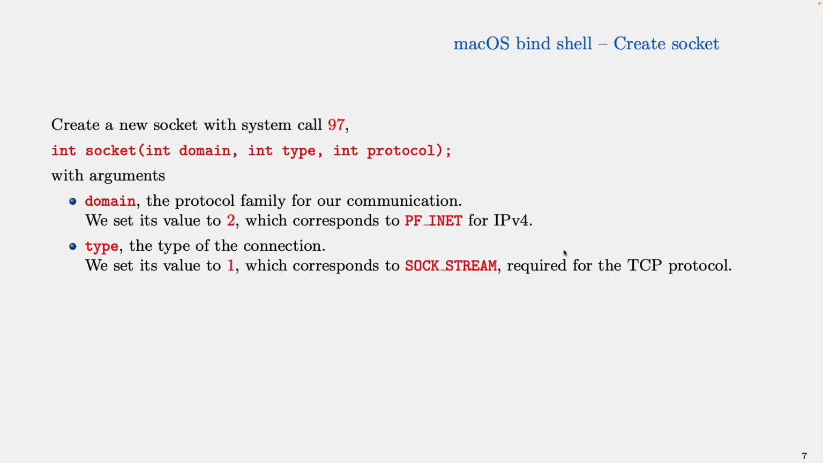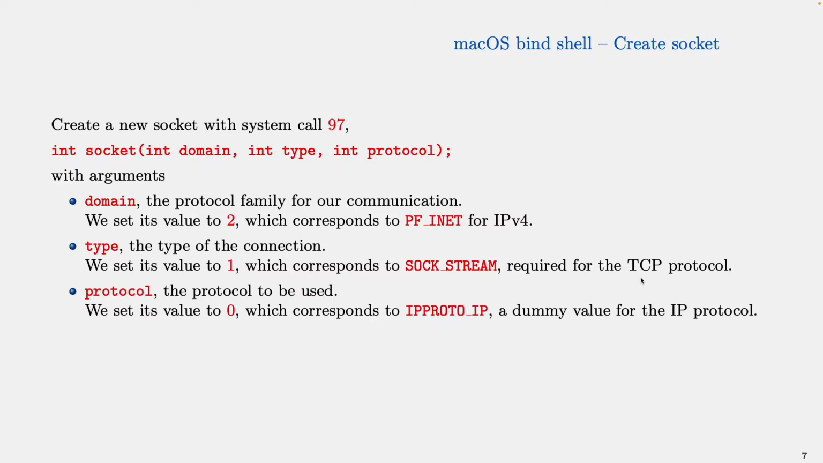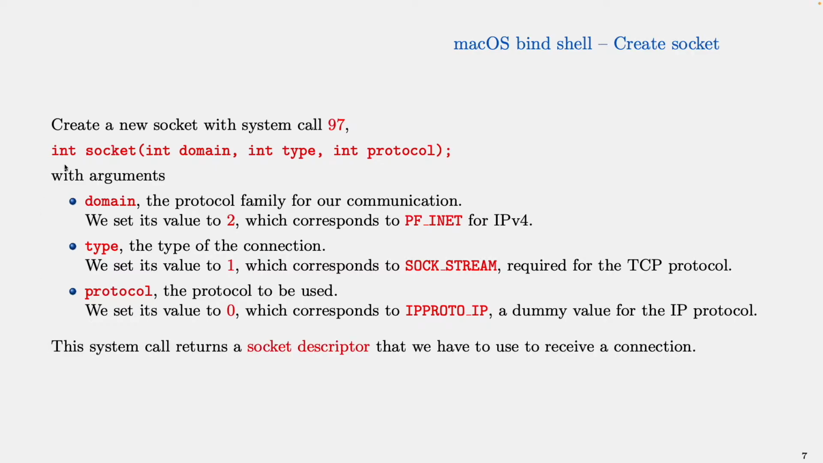The second argument, type, describes semantic properties of the communication. For example, if the communication is connection-oriented, such as in TCP/IP, or datagram-oriented, such as in UDP. Here we choose the value SOCK_STREAM, which is equal to 1, to represent the TCP protocol. And the last parameter, protocol, can simply be set to a dummy value, IPPROTO_IP, which is equal to 0, because the first 2 parameters already determine the protocol we use completely. The return value of the socket call is a socket descriptor, and we can use this socket descriptor to receive a connection. Now let us implement this system call in assembly.